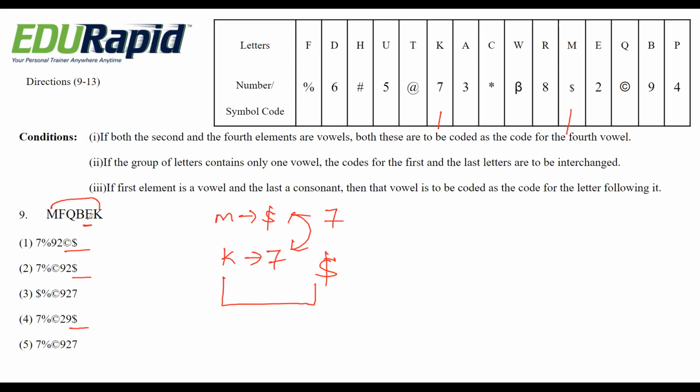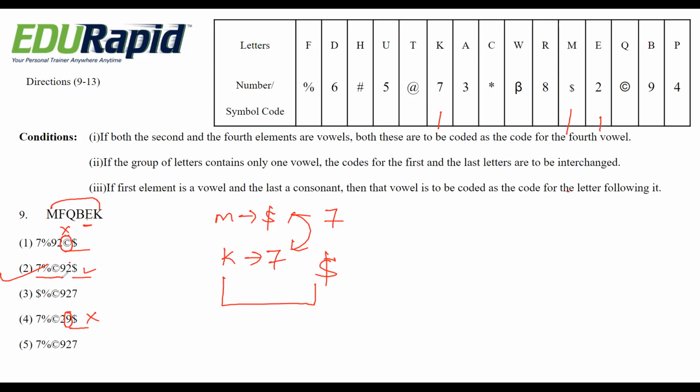Okay, let me see for E. What is the code? E is coded as 2. In the first option, it is coded as copyright, so it does not follow. In the second option, it is coded as 2, so it follows. In the fourth option, it is coded as 9, so it also does not follow. So easily we can say that option 2 is the right answer. So no need to check the first 4 terms.